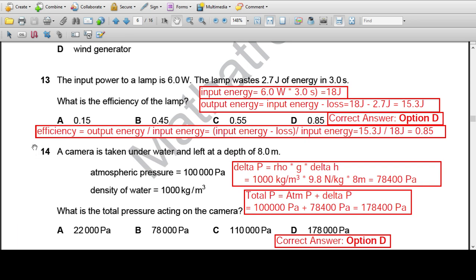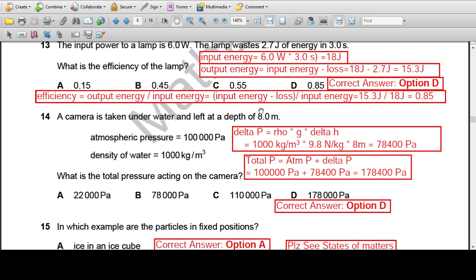So from question number 14, the camera will bear this much pressure at the depth of 8 meters. This is the total pressure that has been asked. If they ask for the gauge pressure, then this answer is sufficient. Gauge pressure is this, but if somebody asks for the total pressure, then we have to add the atmospheric pressure to this delta P.